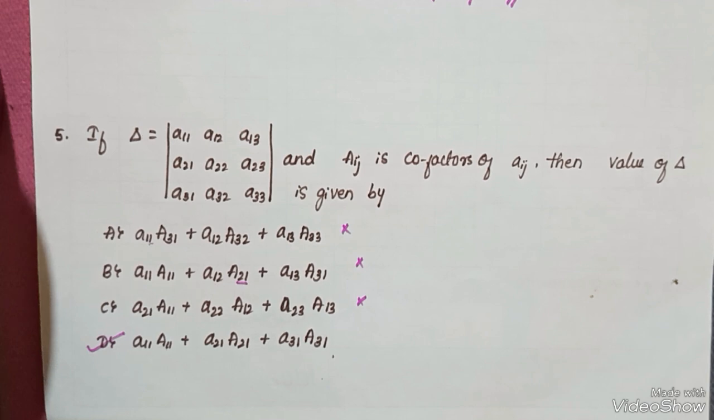Up to this much, the minor and cofactor concept is completed. In the next section we have to discuss the inverse and adjoint of the determinant.